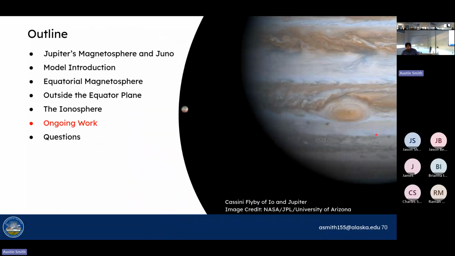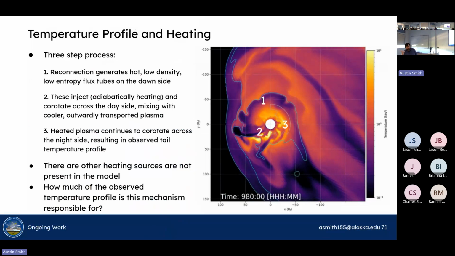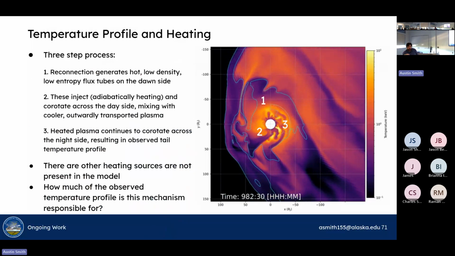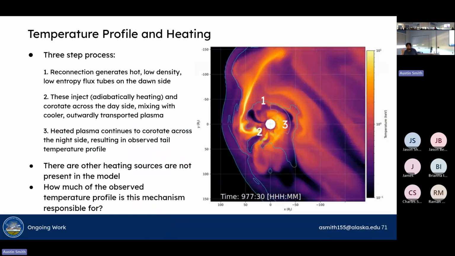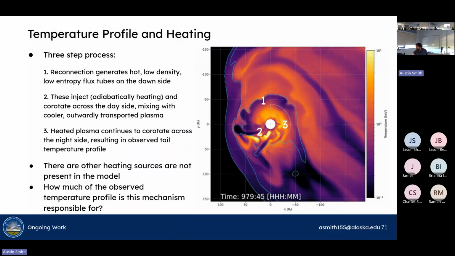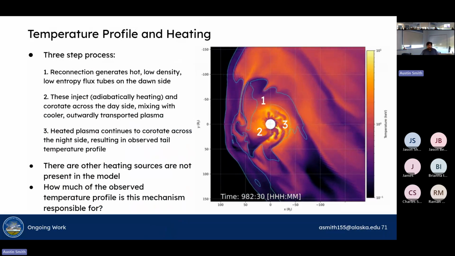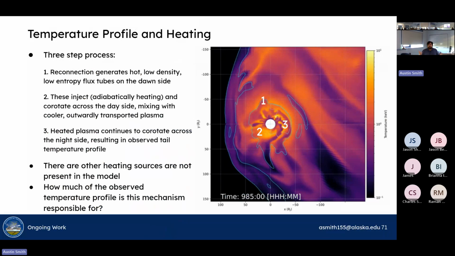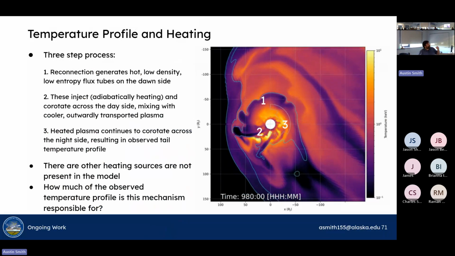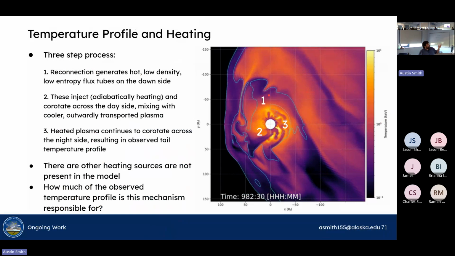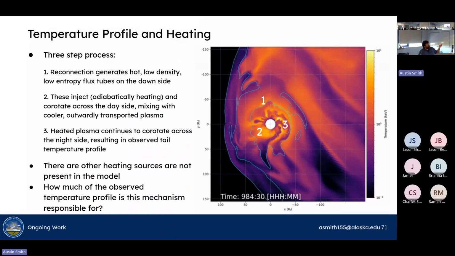Okay, so now we'll get to ongoing work that I've been working on and thinking about for the past couple of months. So back to the temperature profile and the heating. So this model does not have turbulent heating or kinetic scale processes. So there needs to be other heating mechanisms to recreate a similar looking temperature profile to what we see in the observations. So what we see in the model is kind of this 3-step process.